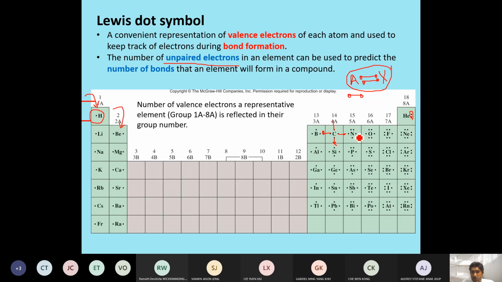And here for nitrogen, there is 1 pair already. For oxygen, there are 2 pairs already, right? For fluorine, there are 3 pairs. So these pairs, they are not making any bonding. Only the unpaired electrons, 1, 1, 1, make bonds.